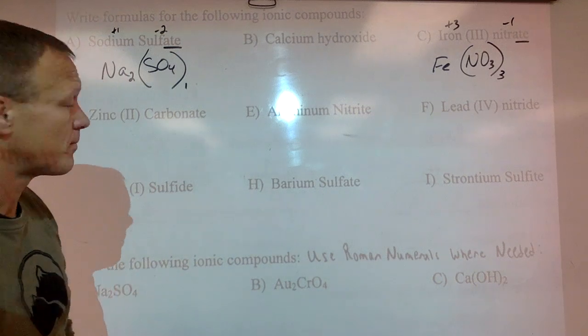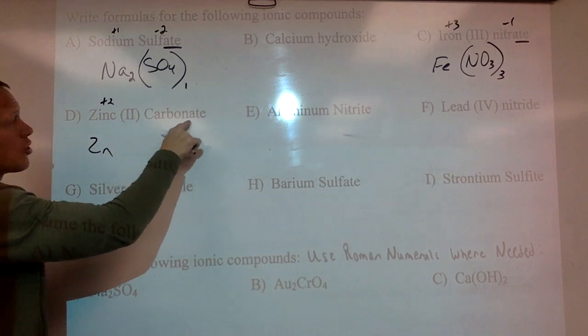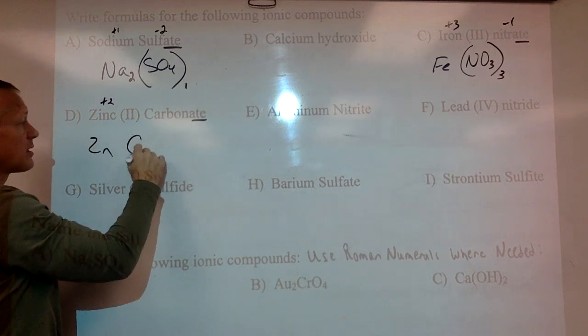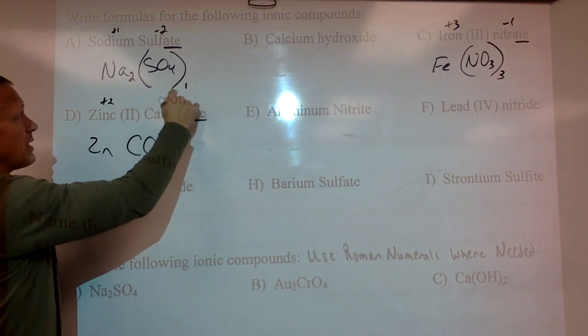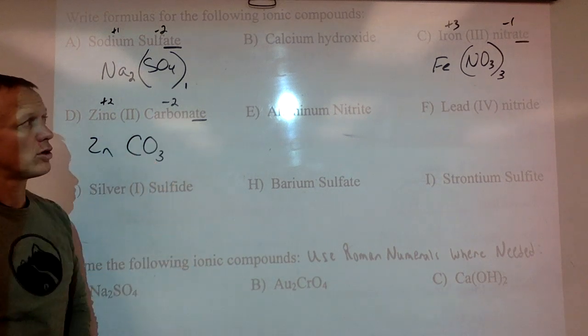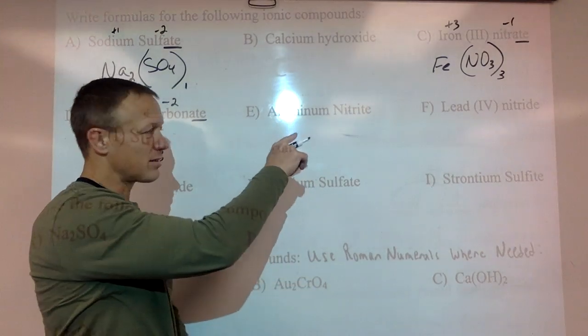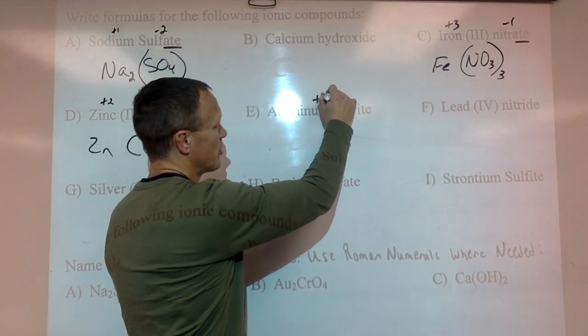We'll do a couple more here. Zinc is a +2 charge. Carbonate, look on the polyatomic ions list, is CO3. It's a -2. Remember, if your charges are equal, +2 -2, we're good to go. This one's a little hard to see because of the glare, but this is aluminum, which is a +3 charge.